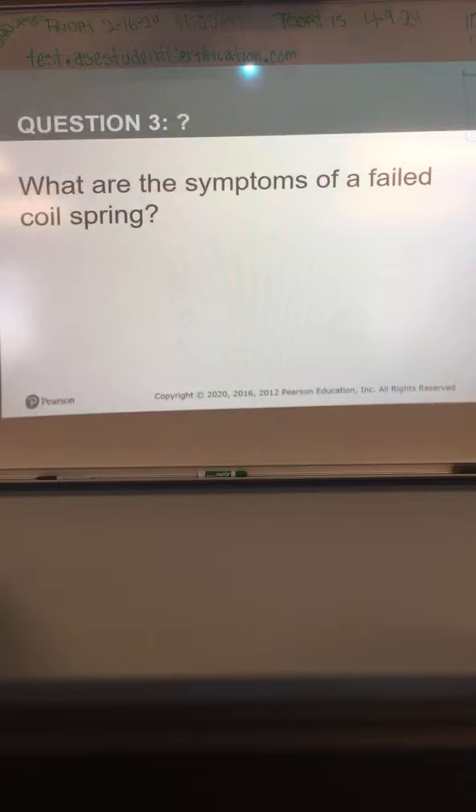What are the symptoms of a failed coil spring? This should be easy. The car's going to sag, right?